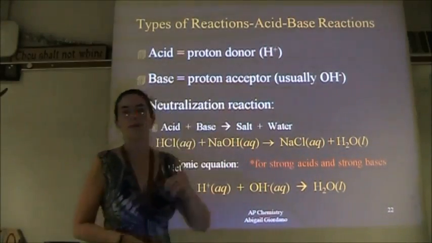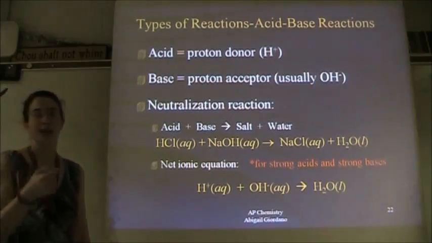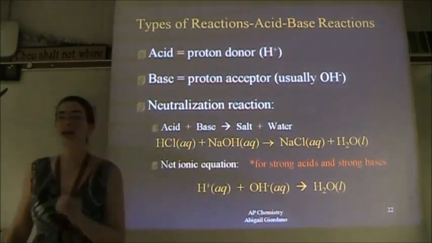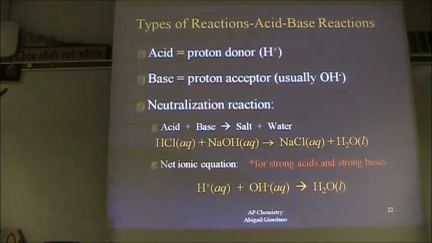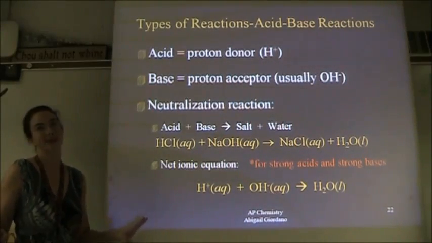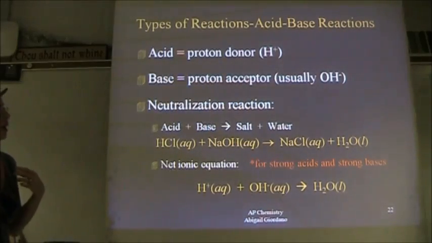What does a +1 charge mean? What happened? It lost its 1 electron, so it has no neutrons, no electrons. Ladies and gentlemen, a hydrogen ion is nothing more than a proton. Okay? Did I blow your minds? It's okay. So that's why an acid is sometimes defined that way.